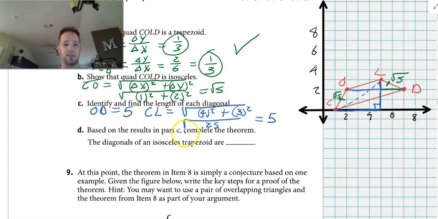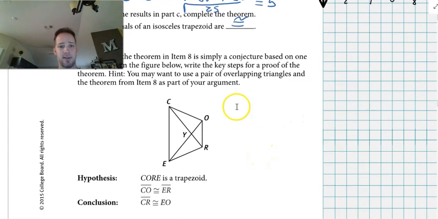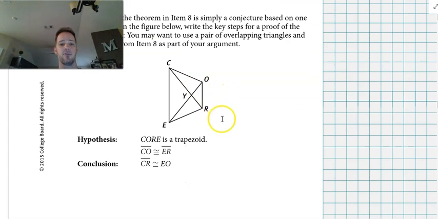So based on the results that we just did, complete the theorem: the diagonals of an isosceles trapezoid are congruent. They are equal to each other. If we wanted to, we could check on other ones, but it's called a theorem for a reason because it's true for all of them.